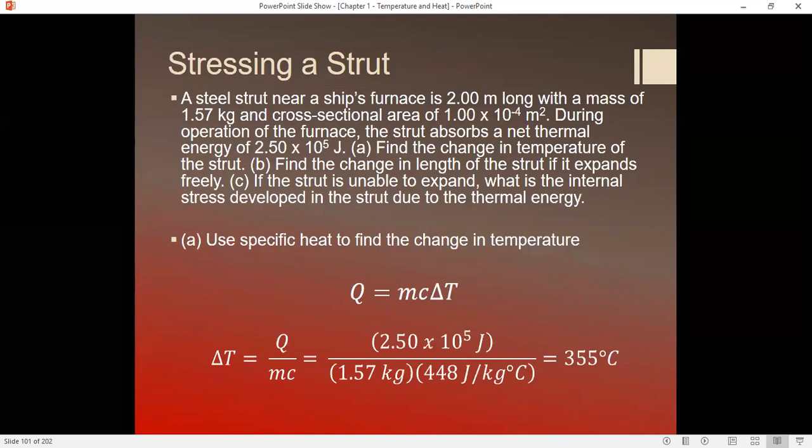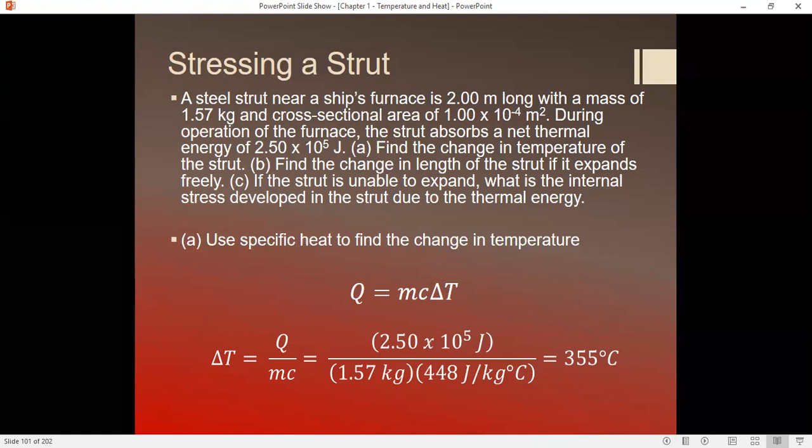Let's take a look at something. A steering strut near a ship's furnace is 2 meters long, with a mass of 1.57 kilograms. It has a cross-section of 1 times 10 to the -4 meters squared, and during operation of a furnace, the strut absorbs a net thermal energy of 2.5 times 10 to the 5th joules. Find the change in temperature of the strut, find the change in length of the strut if it expands freely, and if the strut is unable to expand, what is the internal stress developed in the strut due to the thermal energy? Okay, let's do the first thing first.